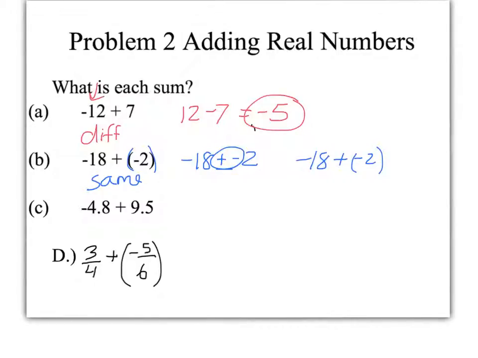Okay, so they're the same. So in my head, I'm going to do 18 plus 2. That gets me 20. Now, because both of these started as a negative, it's a -20.